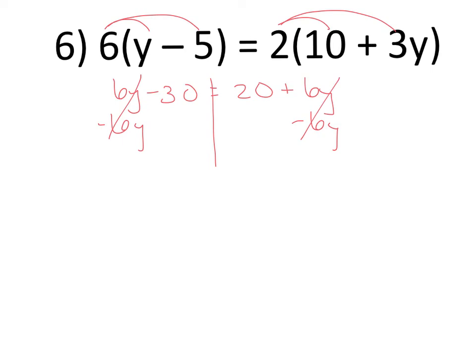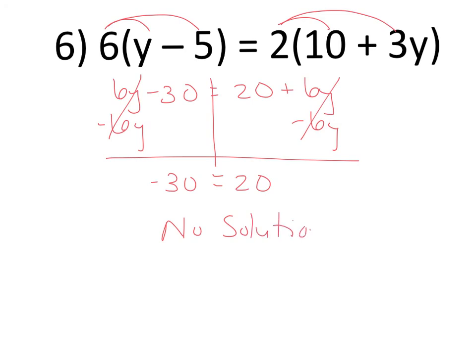But this time I'm left with negative 30 equals 20. That is no good. Negative 30 doesn't equal 20. So when you get something like that, it's called no solution. Or you can put circle with a line through it.